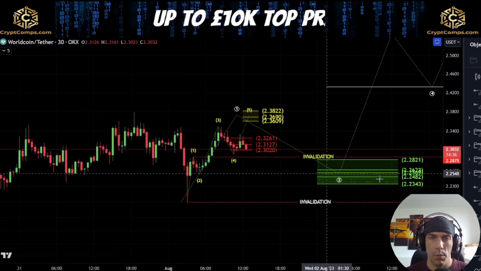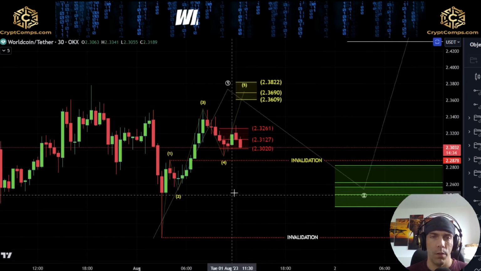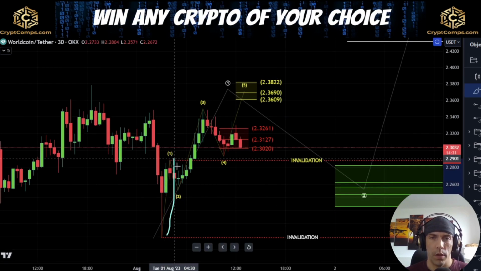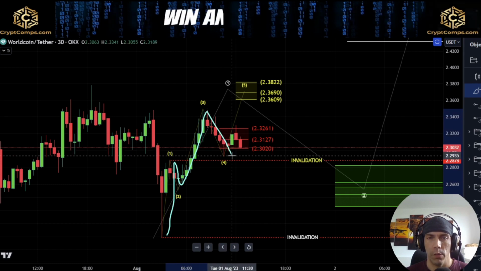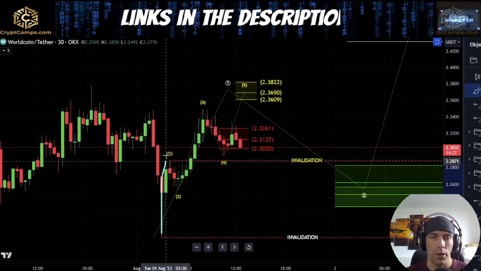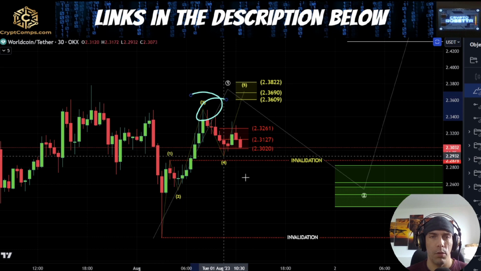So the way that I'd be looking at this is the yellow count here, saying that effectively what we have here is 1, 2, 3. We're looking for a 4th and a 5th wave, though at the moment we just have 3 waves, so we need to be aware of that.